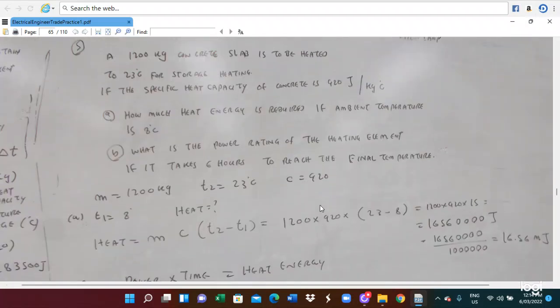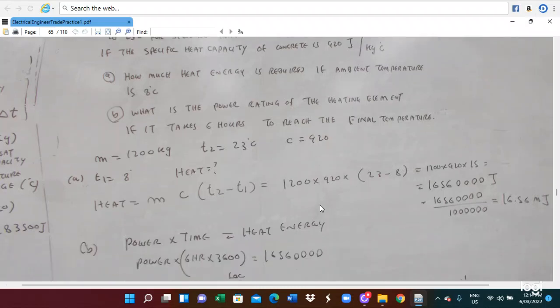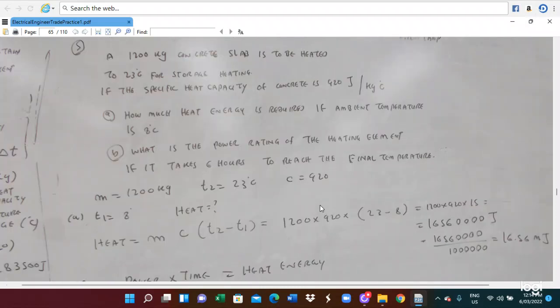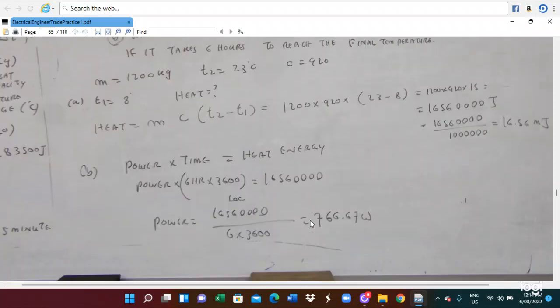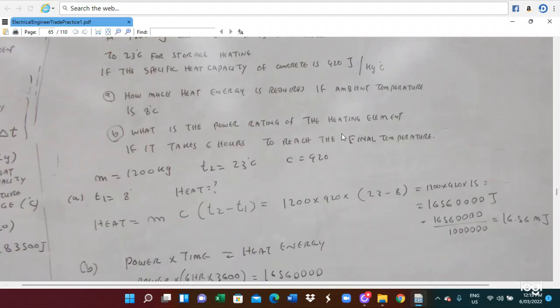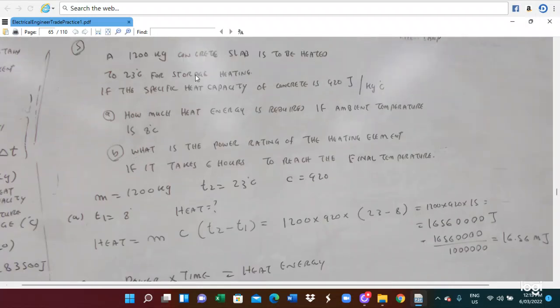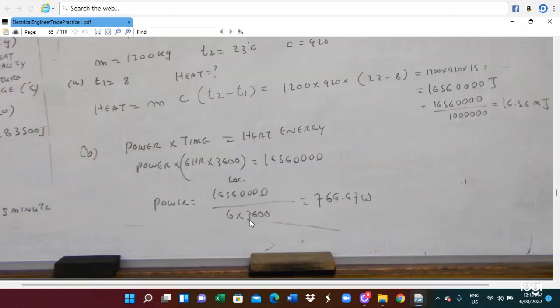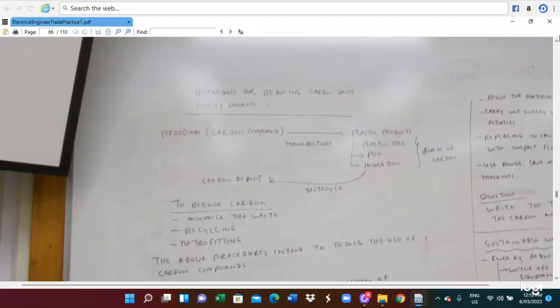Then we also have to calculate the power rating. Power multiplied by time gives the heat energy. So power multiplied by time, 6 hours multiplied by 3,600, is equivalent to 16,560,000. In this case, the time utilized is 6 hours. So dividing by 6 multiplied by 3,600, you get 766.67 watts. So this is the way we calculate the power.